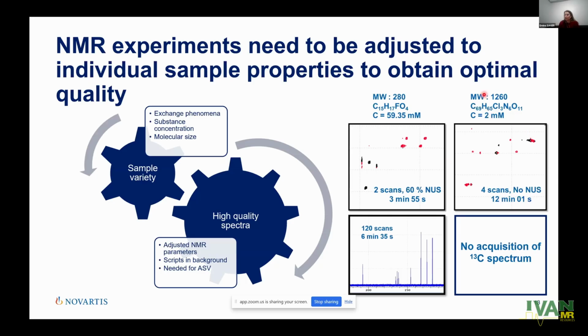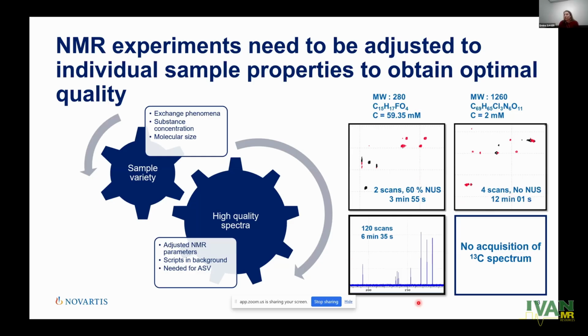In this case, we have a very big molecule, more than 1,000 Dalton. The concentration is only 2 millimolar. And in this case, the standard will be measured. 12 minutes is the maximum that we will measure on HSQC for open access, 4 scans and no NUS.